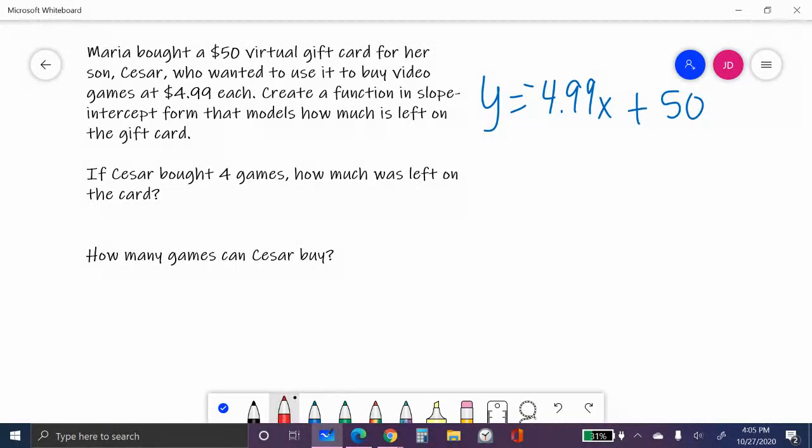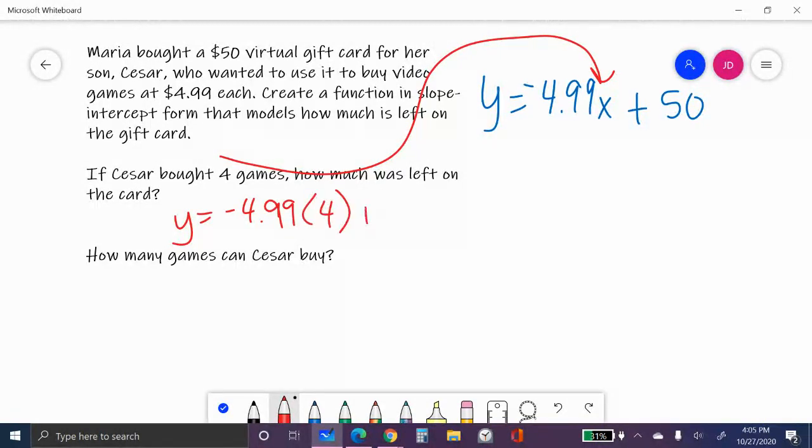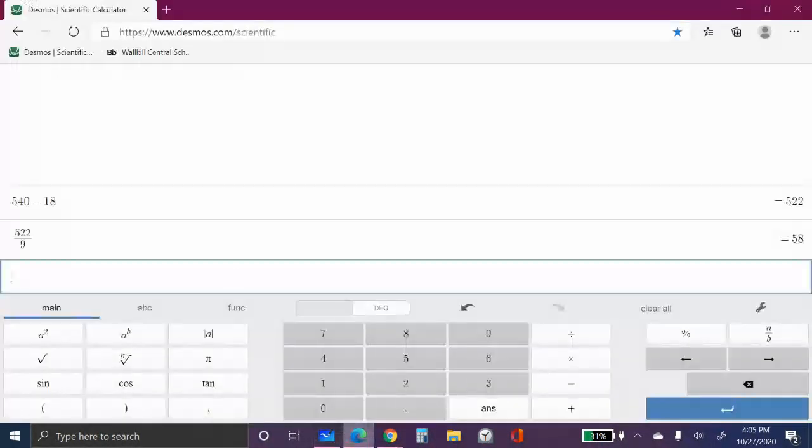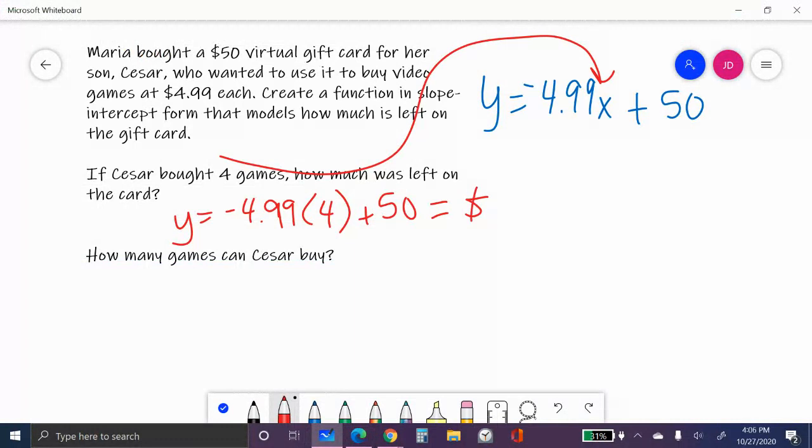If Caesar bought 4 games, how much would be left on the card? So you plug in 4 here. So you get y equals negative 4.99 times 4 plus 50. Use our calculator. Negative 4.99 times 4 plus 50. It is $30.04.